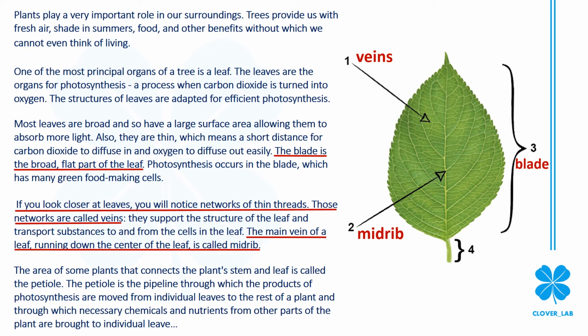Lastly, we have the fourth part. That's the part of the leaf that connects it to the plant's stem. And once again, you guys can scan the text for the underlined words and see this phrase in the last paragraph. The area of some plants that connects the plant's stem and leaf is called the petiole. So the correct answer is petiole. Alright, good job, we're done.